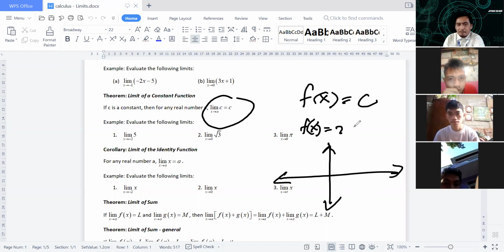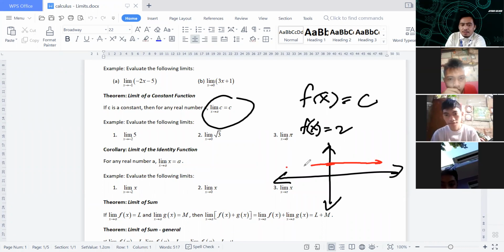What is the graph of that? A horizontal line. Horizontal, yes. It must be this one. Right? That's a constant function. Okay, on to the theorem.